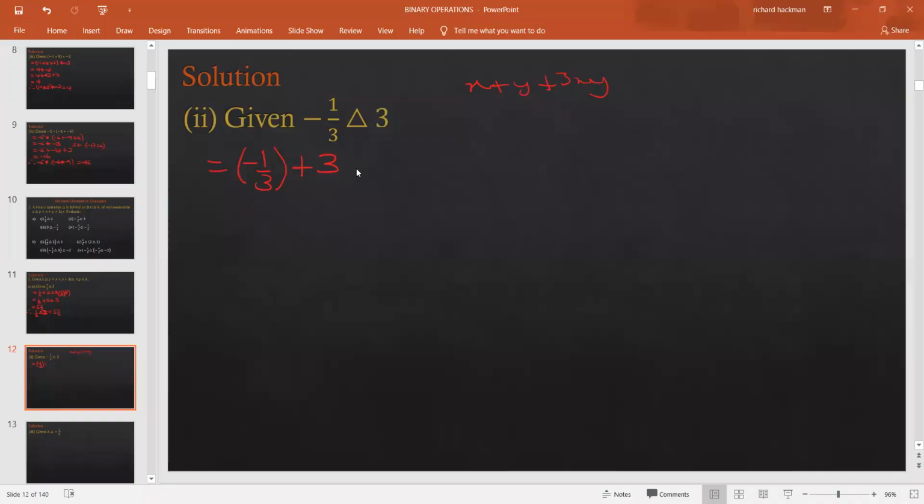Okay, so here we go. We are going to get in brackets minus 1 on 3, then again in brackets 3. So now the bracket here will go: minus 1 on 3. We are removing the bracket.